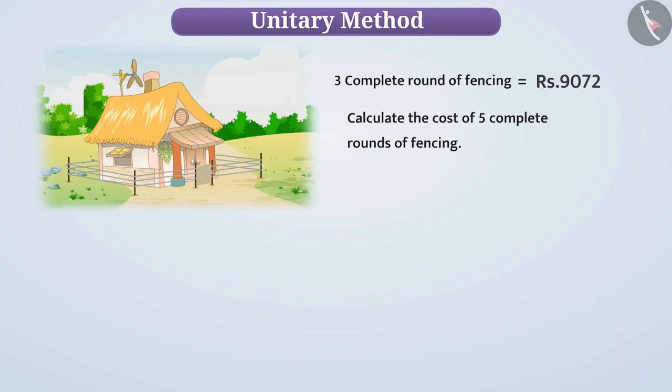Let me tell you, the easiest way would be to find the value of 1 round of fence first and then using that value, calculate the value of 5 rounds of fence. Now, the question is how to find the value of 1 round of fence. Think for a while.